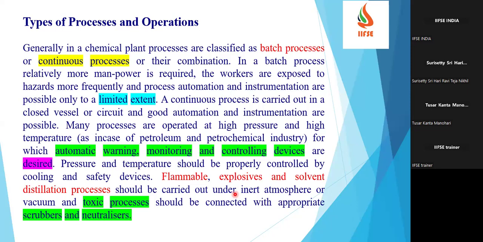and neutralizers. It does not mean that for flammable and explosive processes the scrubbers will not be there. Sometimes some chemicals are a mix of flammable in nature and also toxic. So for those kinds of operations or processes, you will have an inert kind of atmosphere, as well as scrubber and neutralizer systems in place so that we can control both kinds of emergencies.